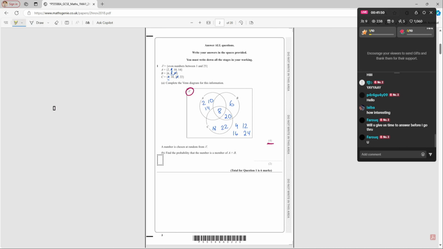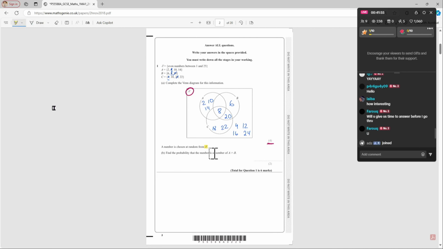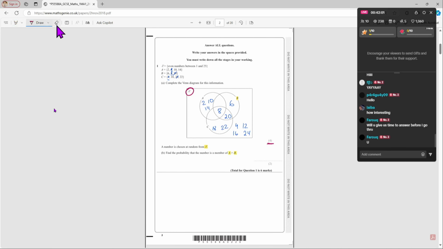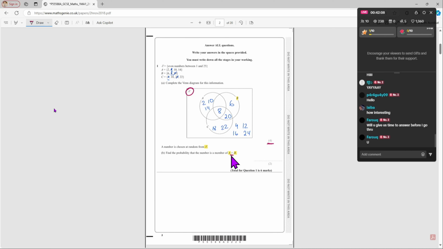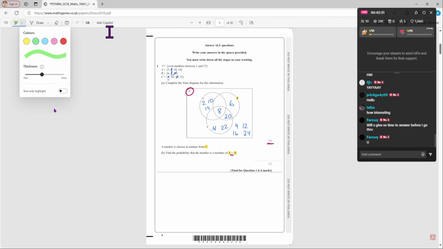A number is chosen at random from the universal set. Find the probability that this number is a member of A intersection B. What this means is the numbers which overlap in A and B. This symbol over here means intersection. So let's see how many numbers there are in A intersection B. If I highlight the intersection part, this is the part where A and B intersect. This is the whole part.